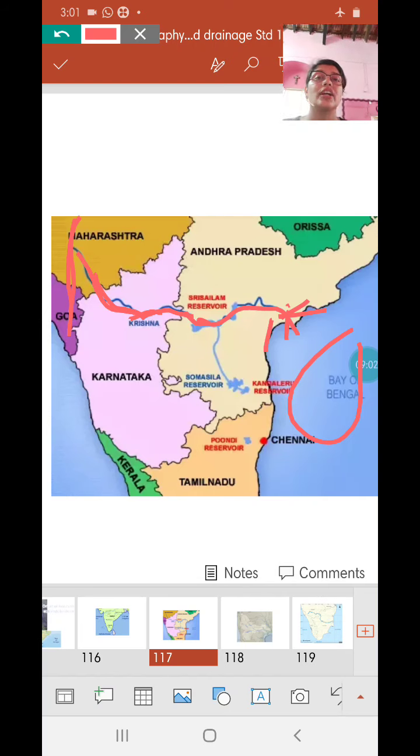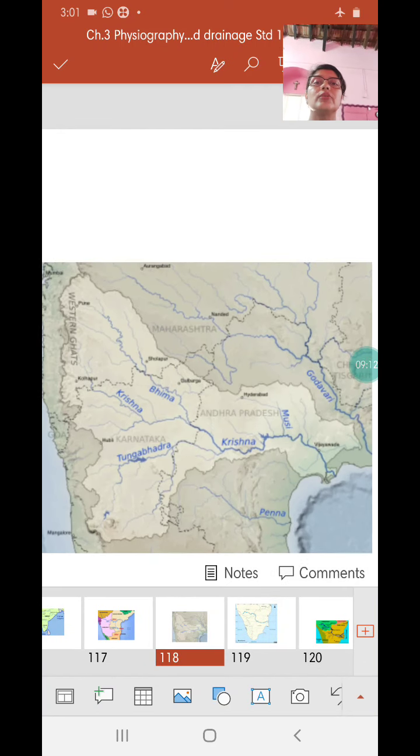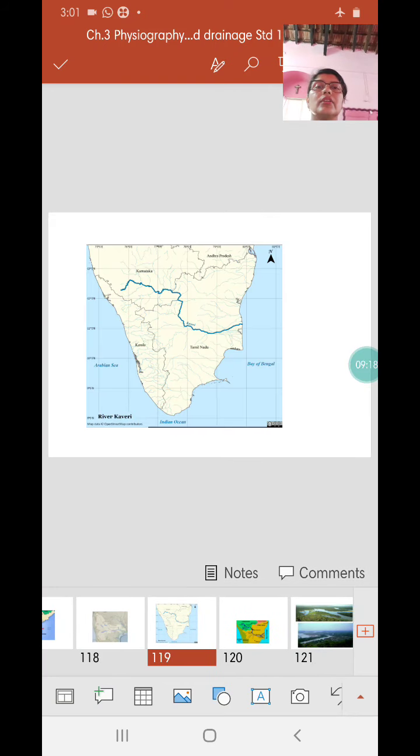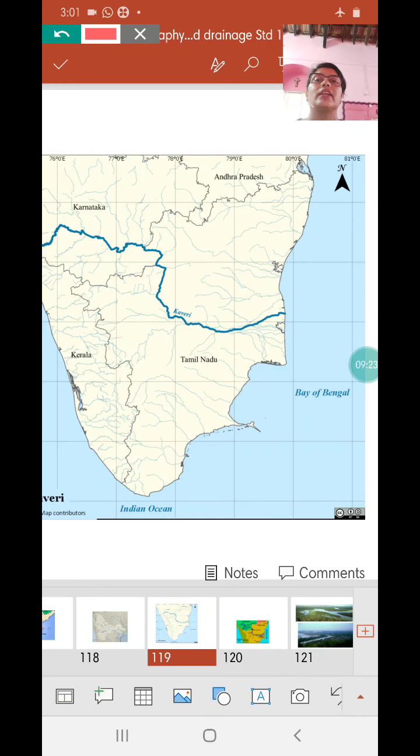So river Krishna is in fact the fourth largest river. And then we come to the next one, and that is river Kaveri. So I'll take you to another picture now. Here we have now the third east flowing river, and that is river Kaveri. Now, Kaveri also originates in the Western Ghats, because we have studied that Western Ghats are a major water divide, and this is the third largest river of India.